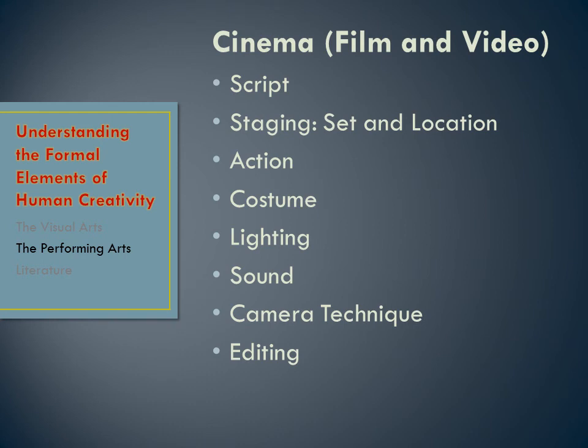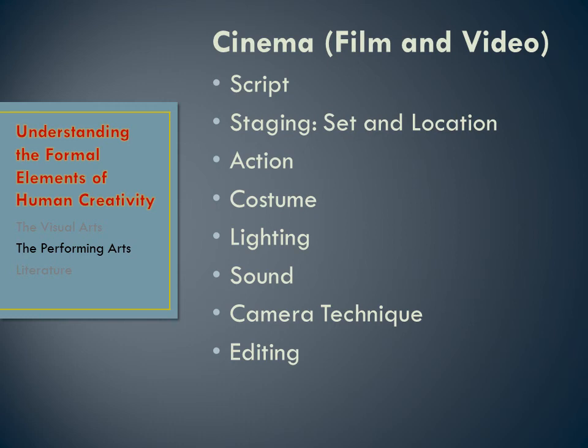Probably the form of performing art that most of us most frequently have the advantage of is cinema. Going to the movies. People go to the movies all the time, or watch things on television. Cinema is a form of performance art that blends together theater, but because it has the capabilities of technology, the presentation of the story can be done in some ways that live theater can't be done.